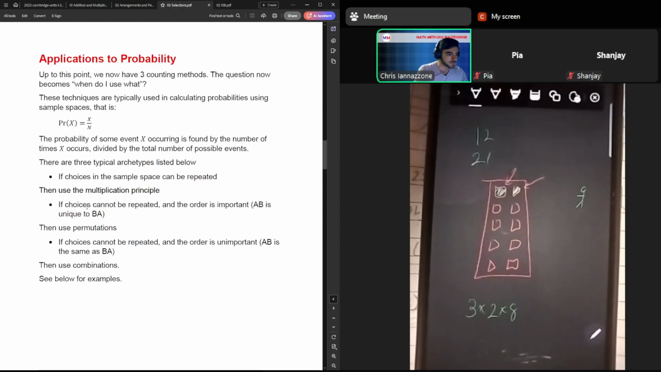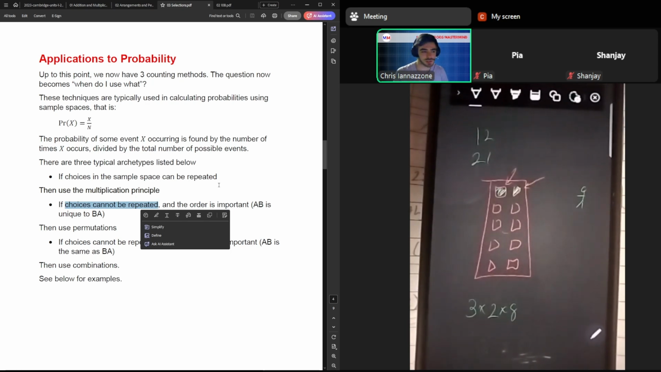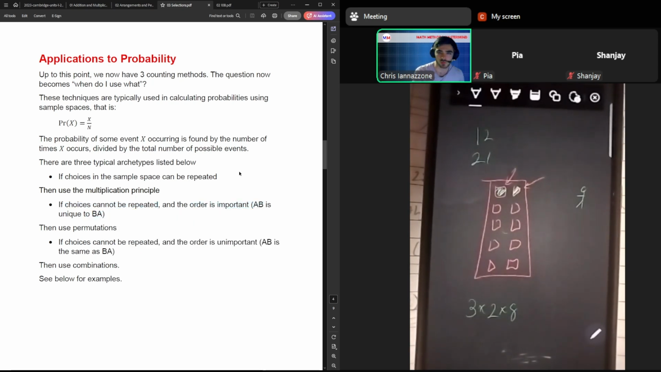If the choices can't be repeated and the order matters, then you would use the permutations equation. So this is where you're decrementing every single time, right? Permutations assumes you're decrementing, assumes there's no replacement. And it also assumes the order is important. So the word AB is different to the word BA.